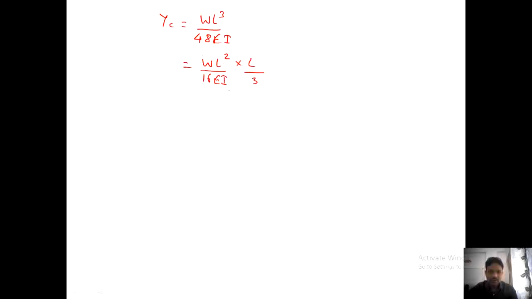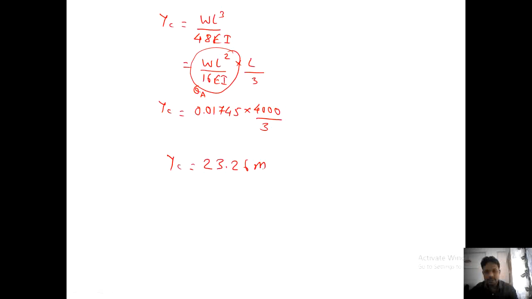So what is this? WL square by 16 EI, that is our slope. So YC equal to, slope is given as 0.01745. This is actually smart work, as we don't know EI, but still we can calculate this one. So 0.01745, that is the slope, this is your slope or theta A, into L by 3, we know the L, that is 4000 mm by 3. So deflection will be 23.26 and deflection should be in mm.